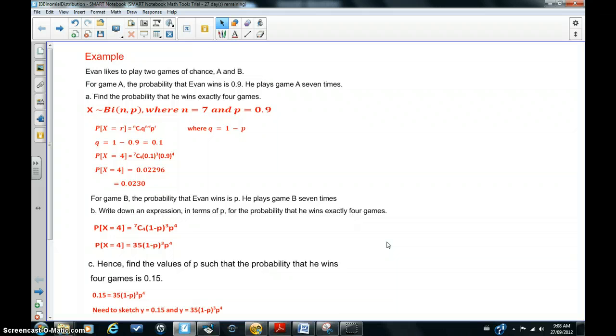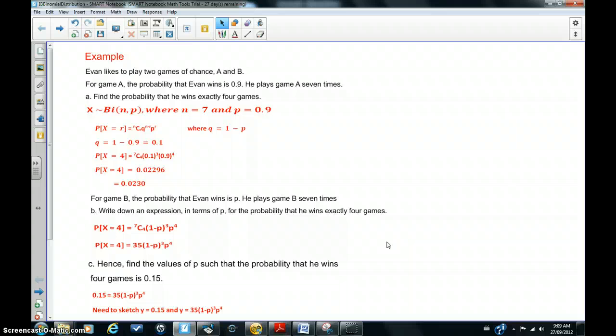Now, you should realize that in this question, you're going to have to make use of the binomial distribution. Why? Because you have 2 outcomes, either success or failure, and also you have a number of trials which are independent of each other. So we're going to make use of the binomial distribution, where n is 7, that's the number of trials, and the probability of success is 0.9. So the probability of failure Q will be 1 minus 0.9, 0.1.